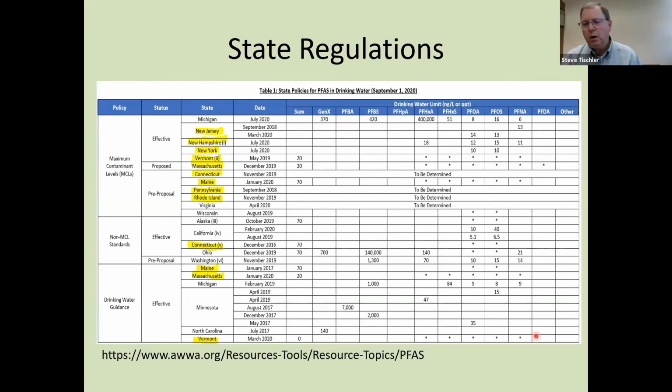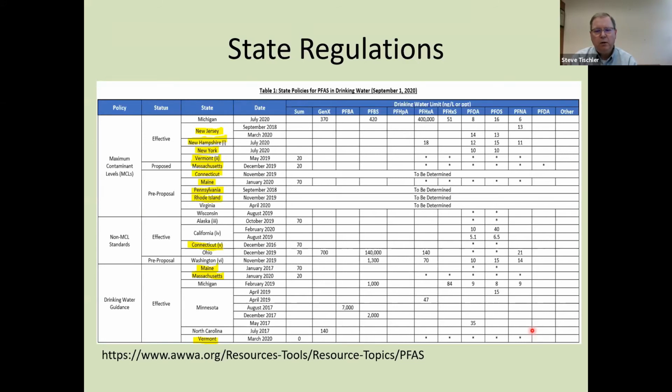So as we're all probably aware, the EPA has established a health advisory level of 70 parts per trillion, but what they have not done is establish an MCL. The consequence of that is that many states, as you certainly are all aware up in the Northeast, are acting in the absence of EPA MCL establishment.